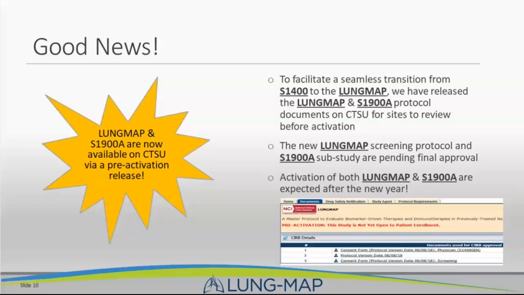And you can find the protocol documents on CTSU on their website under protocols, and then you can search for LungMap, one word, or S1900A. Click the documents, and then they'll be under documents used for CIRB approval.